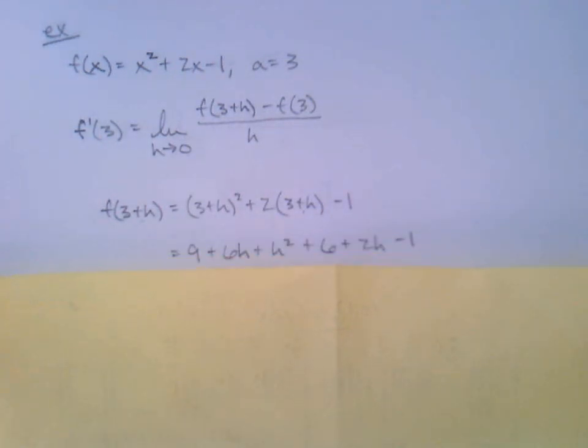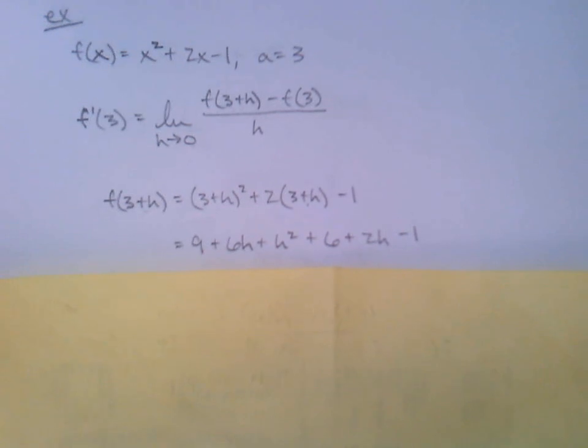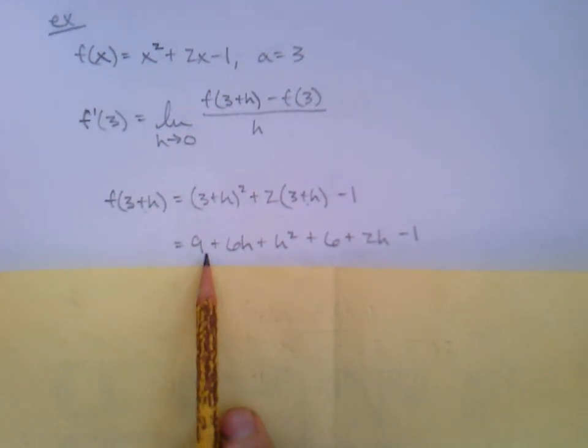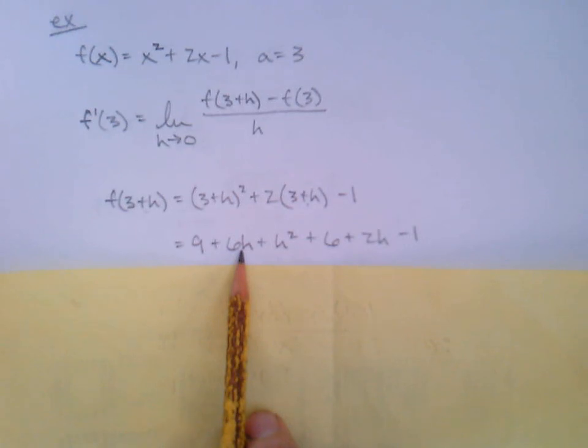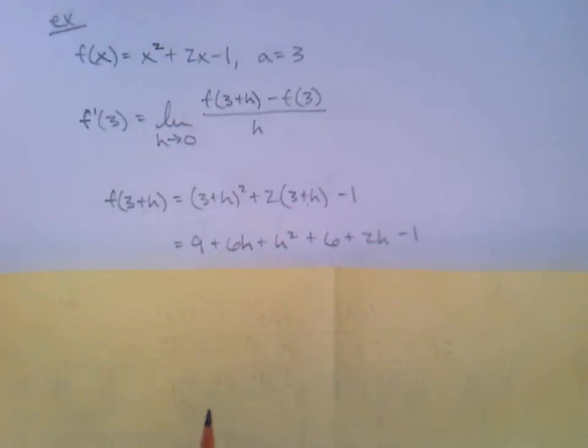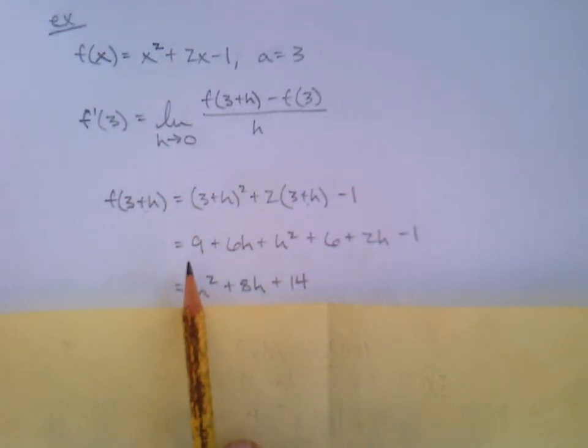And I'm going to go ahead and multiply that out. 9, foiling this thing, 9 plus 6h plus h squared. And then plus 6 plus 2h minus 1. We can combine like terms here and get it all the way down to h squared plus 8h. And then all those constants would be 14 plus 14. Just kind of working that out on the side before I put it into my new derivative formula.